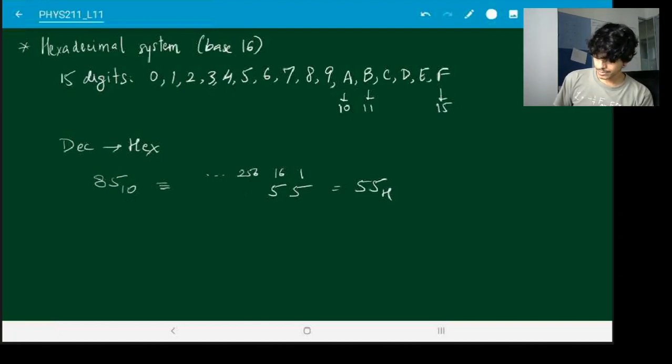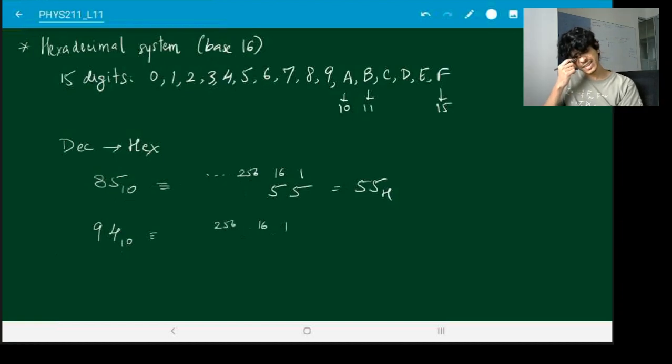What about the number 94? So 94 in decimal. So again, 256, 16, 1. We are not going to use 256. So 16 fives are 80, 16 sixes are 96. So I'm just going to take 5. The remainder, how much? 14. So 14, as you can see, is E. So I will say this is 5E in hex.